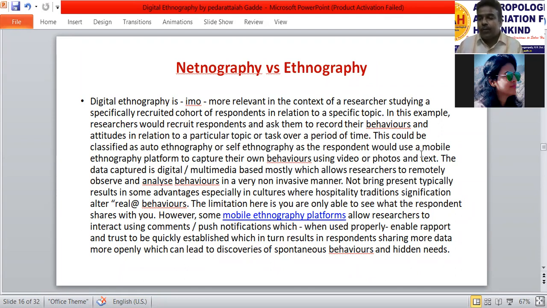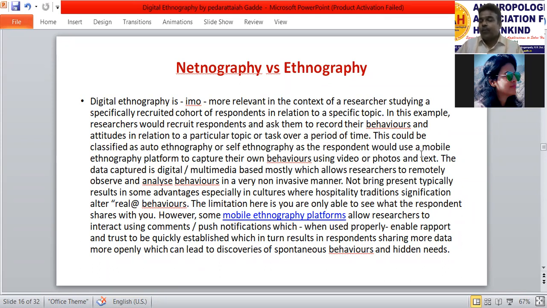However, some mobile ethnography platforms allow researchers to interact using comments and push notifications, which when used properly enable rapport and trust to be quickly established, which in turn results in respondents sharing more data more openly, which can lead to discoveries of spontaneous behaviors and hidden needs.